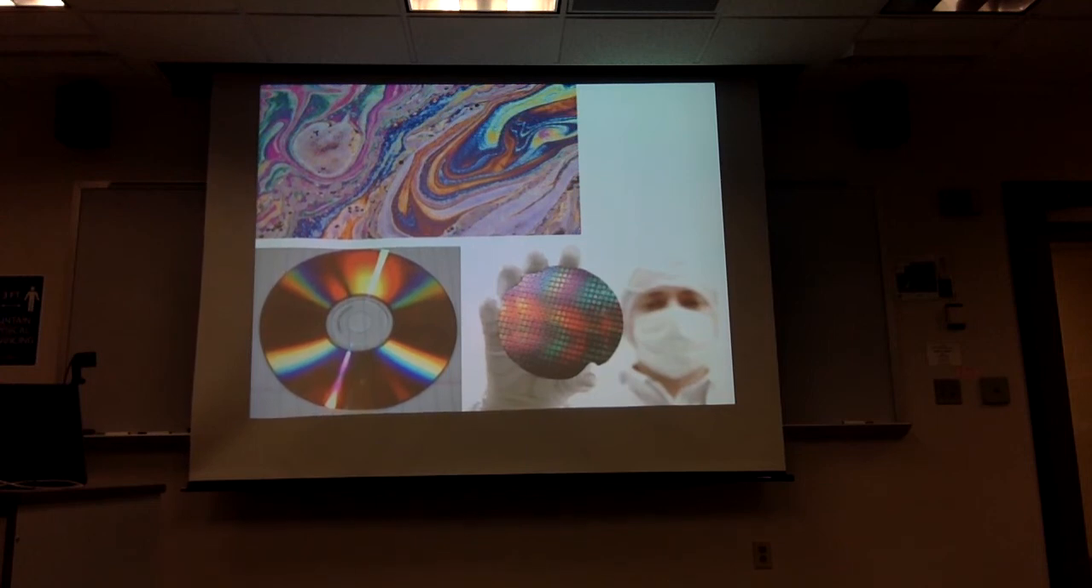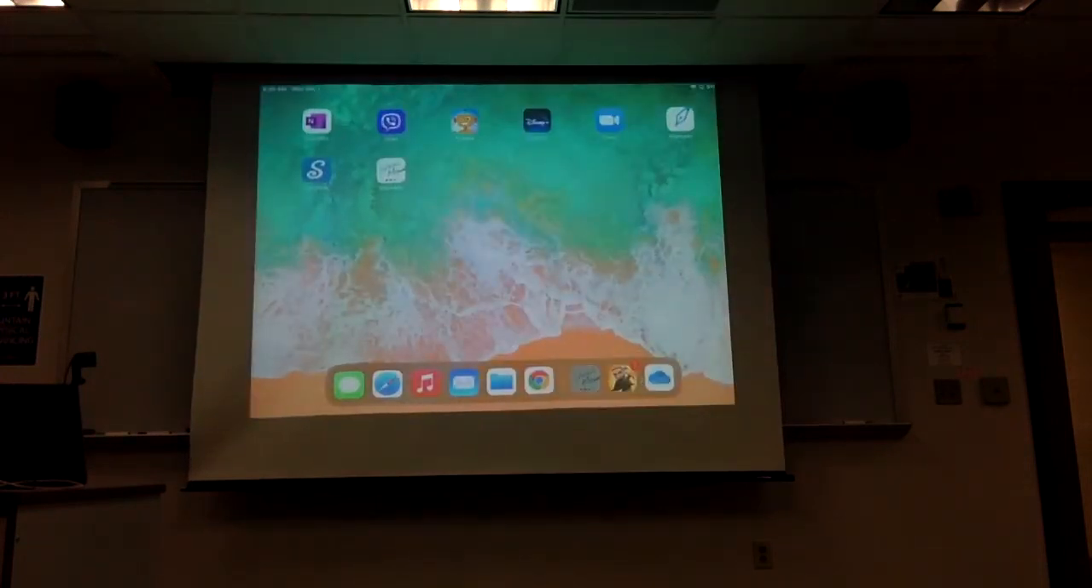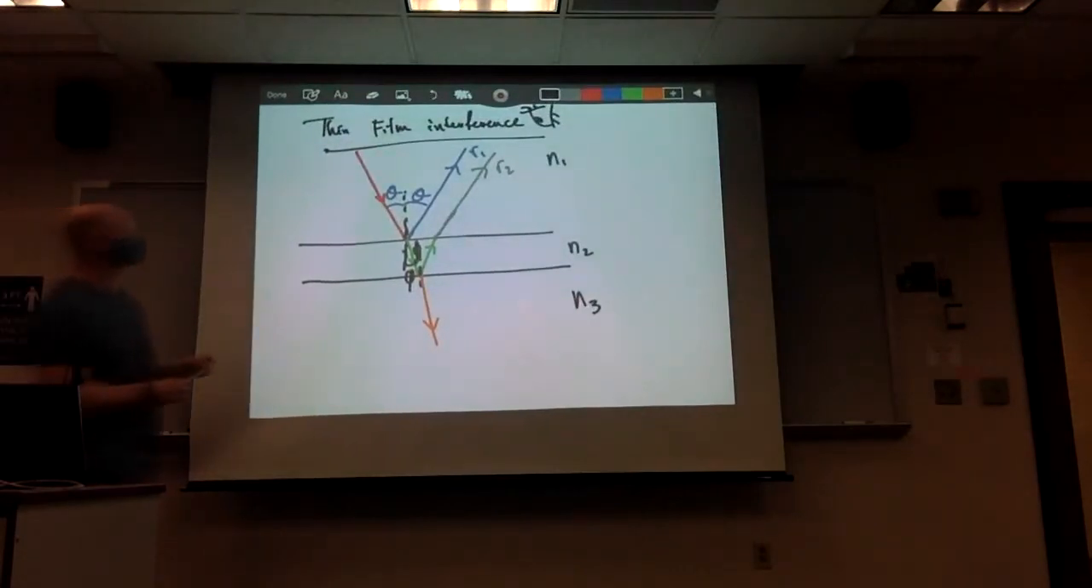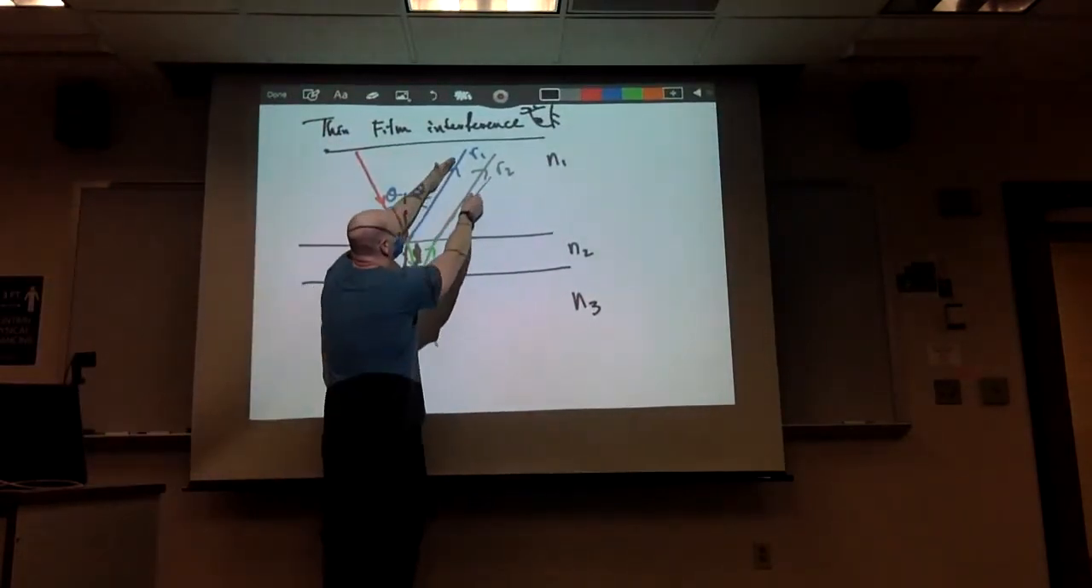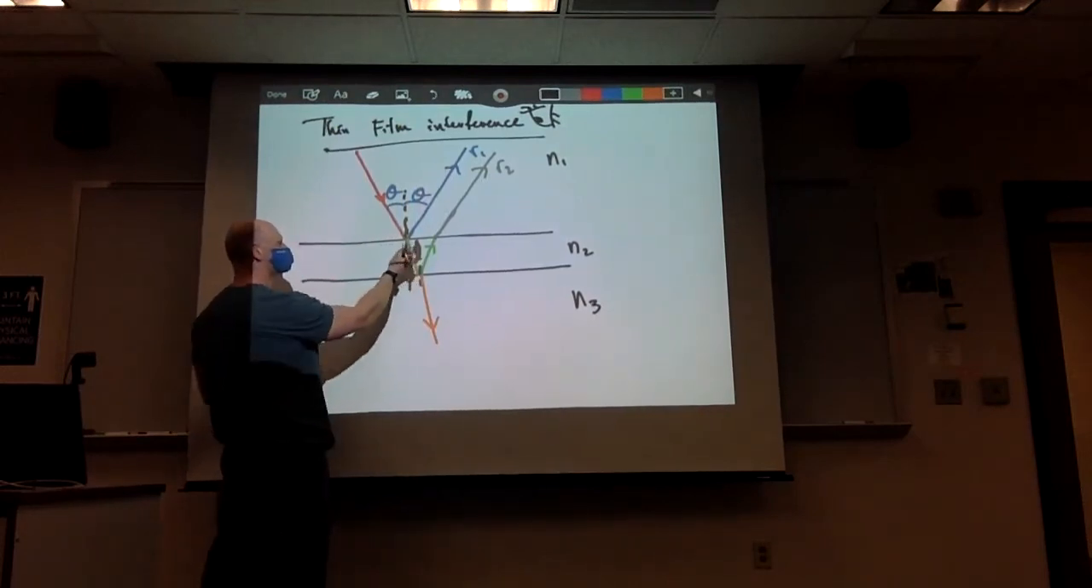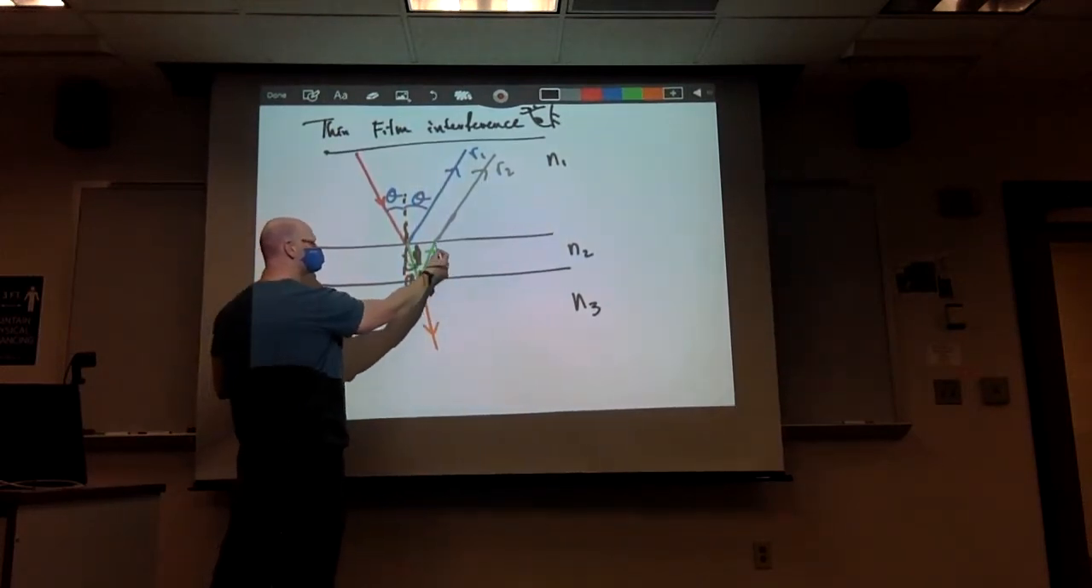Now, the way that this happens is going to depend on two things. Number one, the path length difference. So what's going to happen here is since these two rays are coming out parallel to each other, then the path length difference in this case is simply going to be twice this amount of distance here.